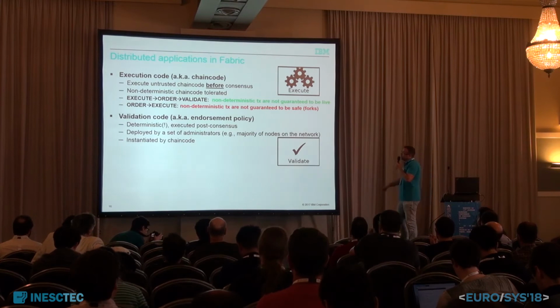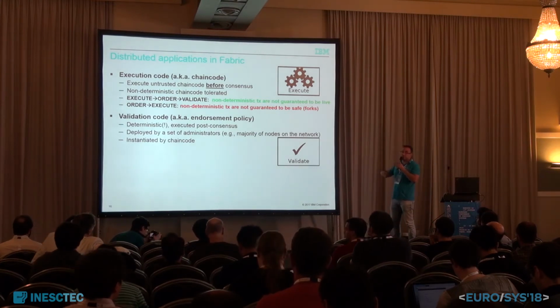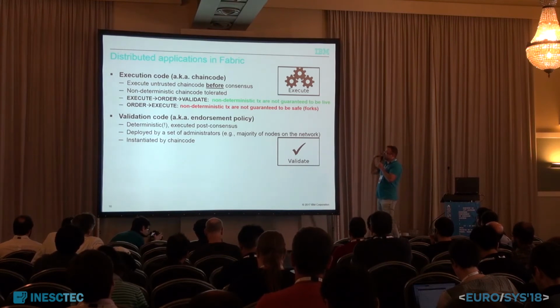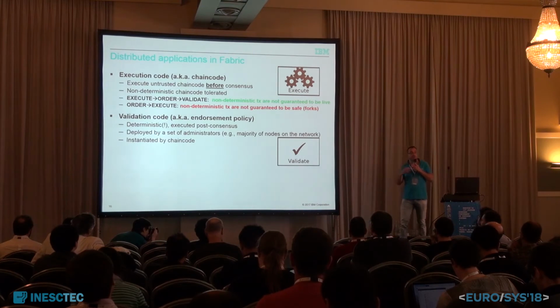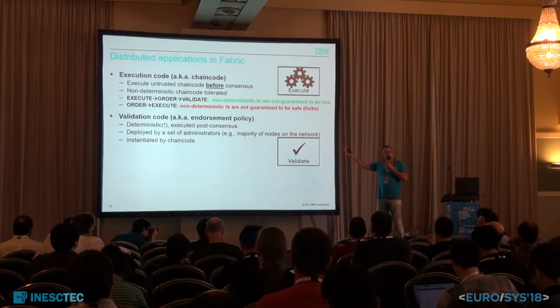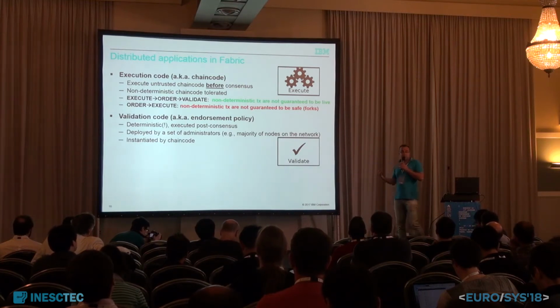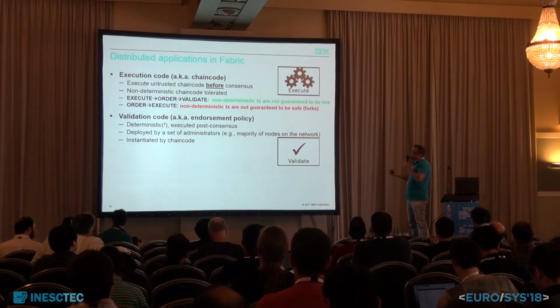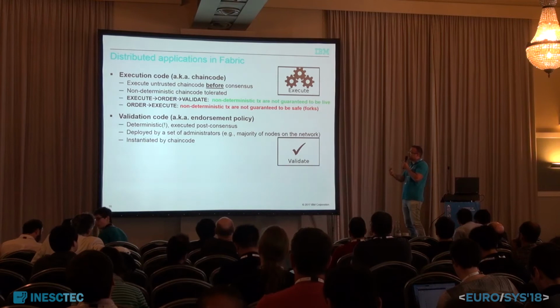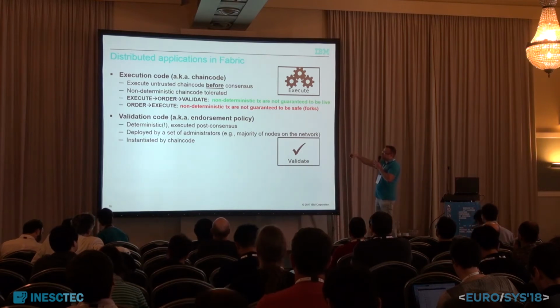The second part is the deterministic validation code. It cannot be deployed on the fly during the runtime of the system by an untrusted application developer, but it can be modified by a set of administrators. And here, administrator is really loosely defined. It can be defined as a majority of nodes in the network or whatever is the endorsement policy deployment, basically, however we govern the deployment of this code. So it's a more protected code, if you will. It can be only instantiated via chain code.